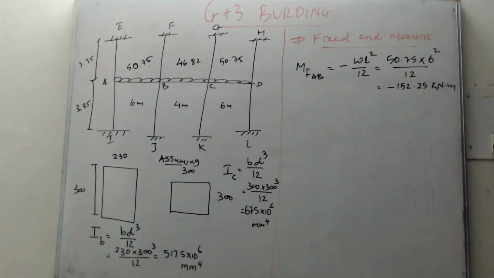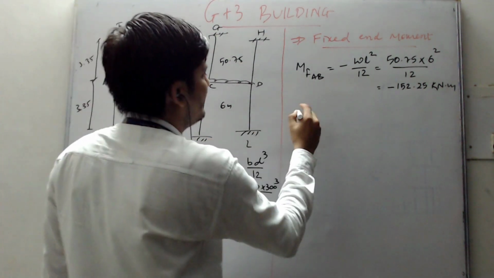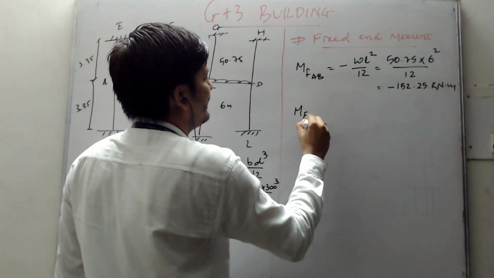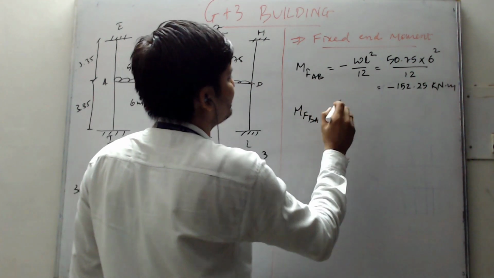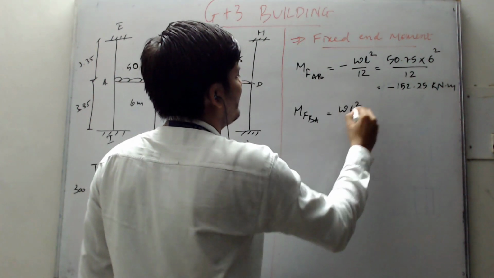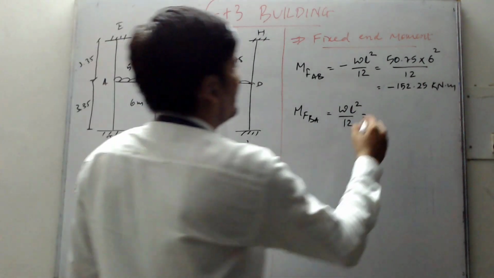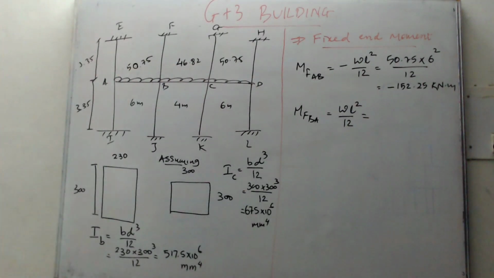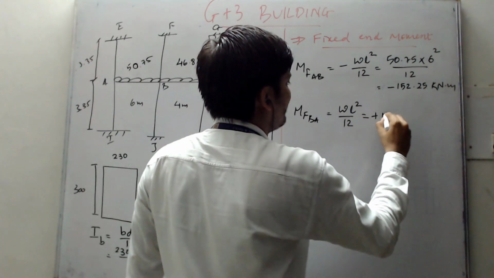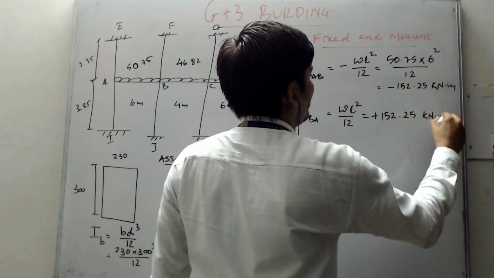Same way we need to calculate moment for BA also, from this point to this point, right? MFBA. So it will be same value but positive, WL square by 12. So same value but positive, so plus 152.25 kilonewton into meter. This is my answer for fixed end moment at BA.